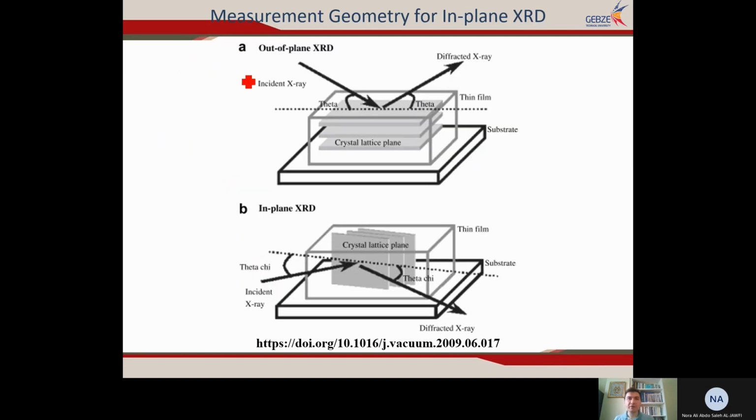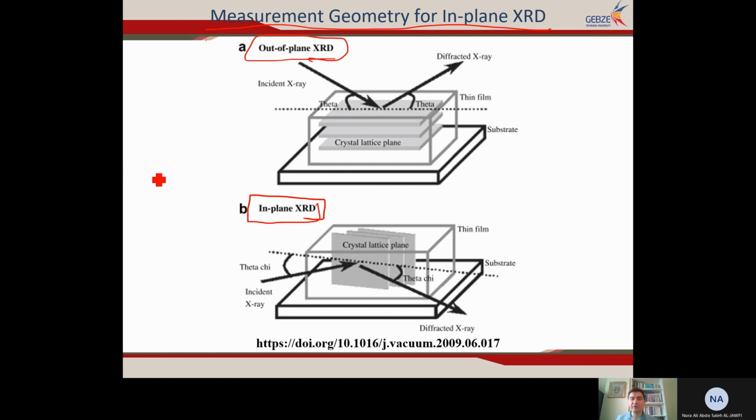Okay, then let me continue with the in-plane X-ray diffraction measurement geometry. At the beginning of my talk, I told you that the high-angle backscattering, or high-angle X-ray diffraction, or wide-angle X-ray diffraction method is also called out-of-plane XRD. And up to now, I have discussed out-of-plane XRD. So what about in-plane XRD? I will explain the differences between these two methods.